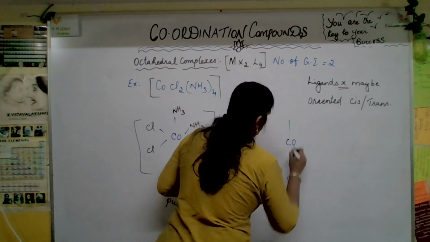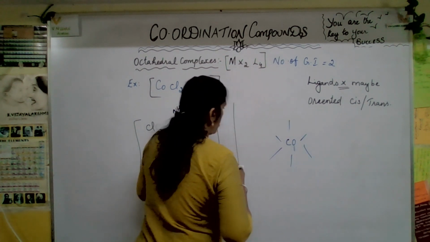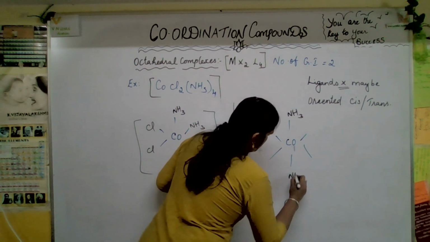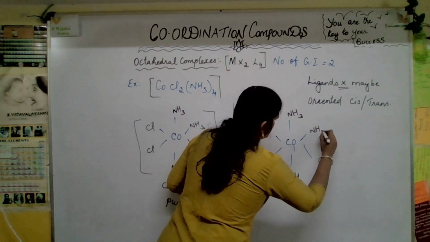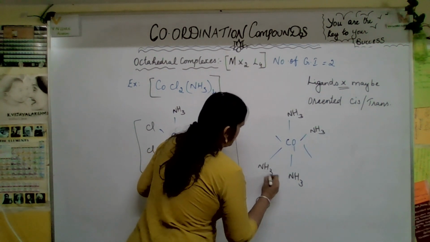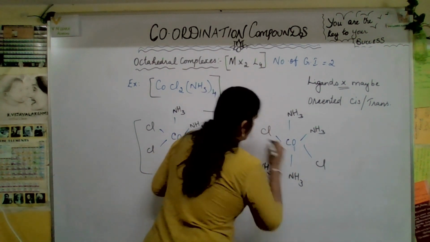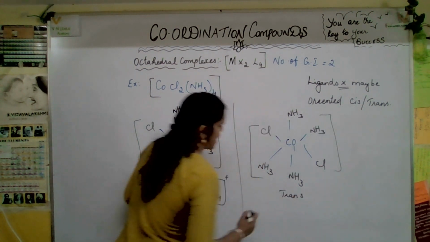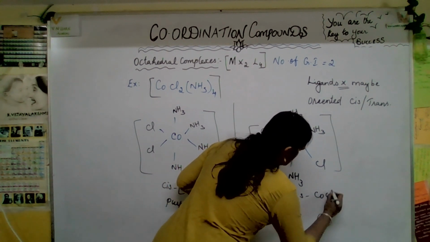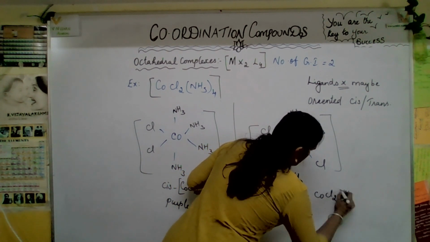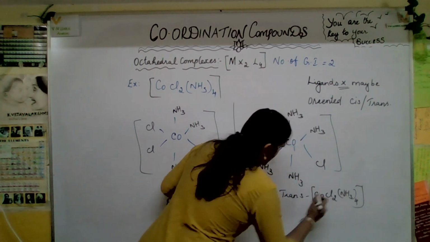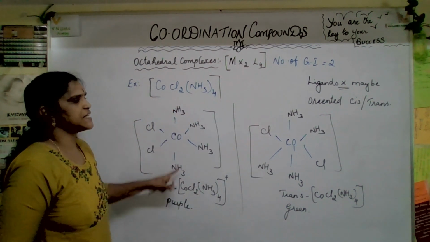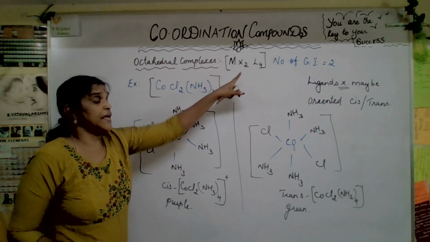So Co, opposite to each other. So this is how NH3 is common. NH3 here also NH3. Here NH3 opposite NH3. Here Cl. Here Cl. So this is opposite to each other. So this is trans isomer. So trans isomer here the same Co Cl2 NH3 4 times. Right. So what is the color? Green color. Hope you're clear with this example along with this Mx2L4.